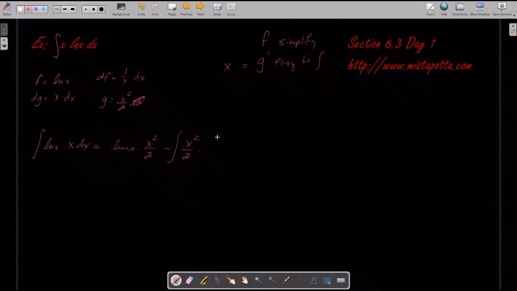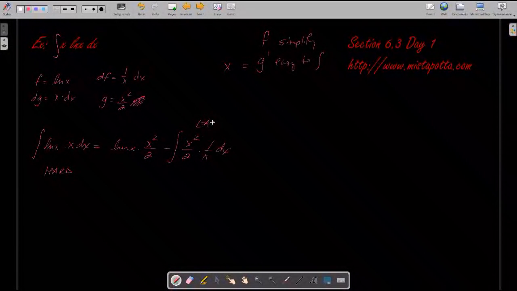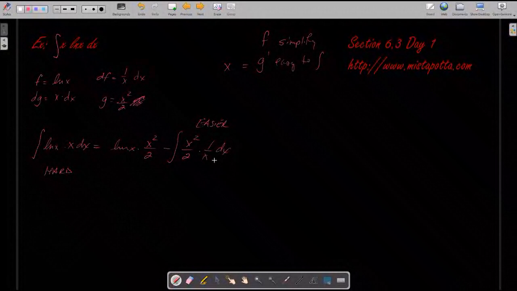And of course, the idea was that I would start off with something that was hard, and I'm really hoping that what I get is something that's easier. And this certainly looks like it's going to be easier. As a matter of fact, it looks like it's just going to be polynomial in x.